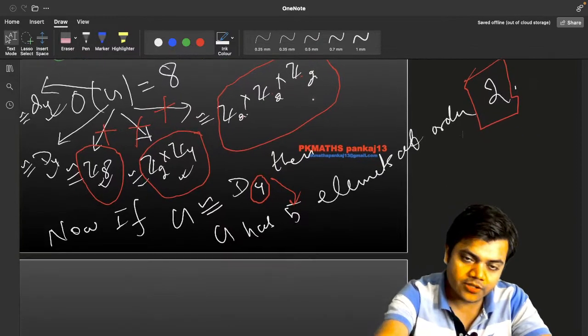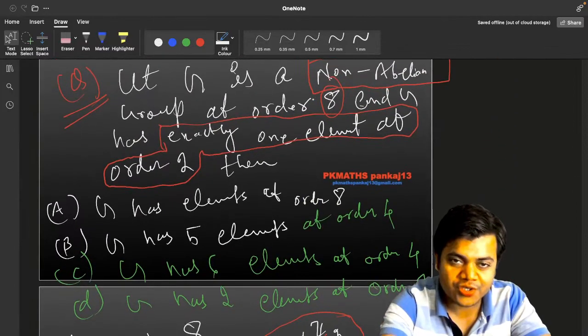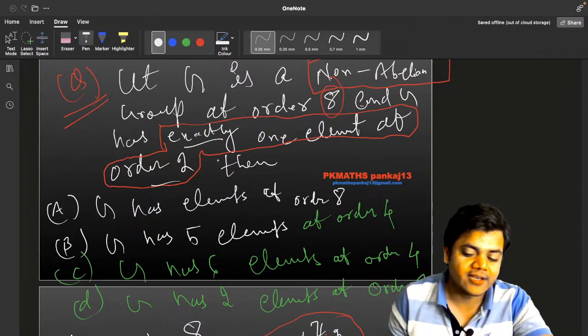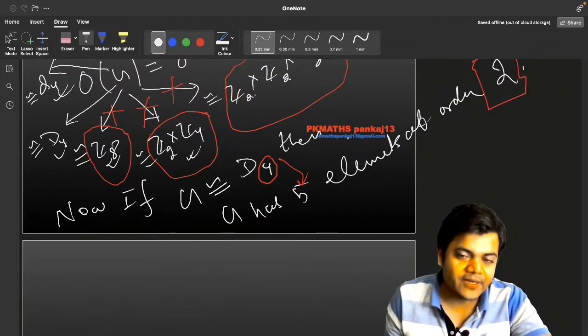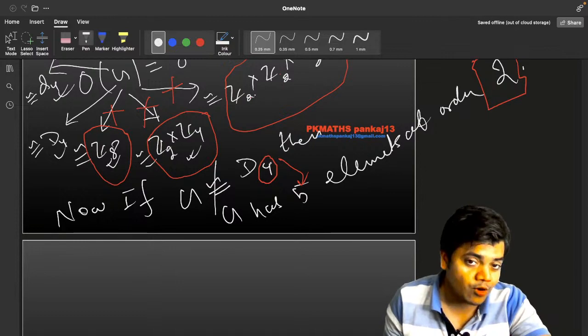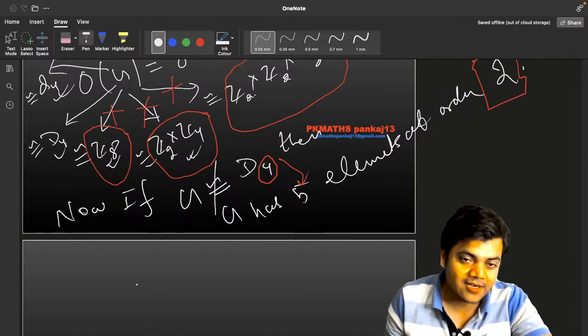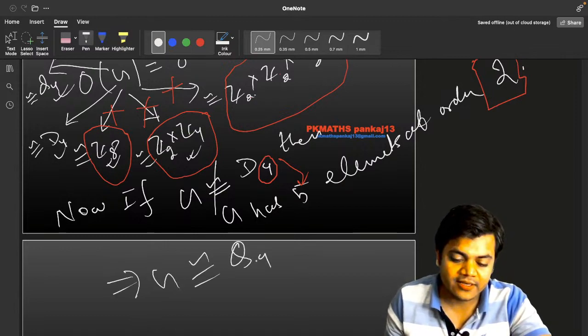Okay, this G has 5 elements of order 2, but in the question, exactly 1 element of order 2 is there. But we know D4 has 5 elements of order 2, and that's why this G is not isomorphic to D4 as well. So what is remaining? Certainly G is isomorphic to Q4 only, isn't it?